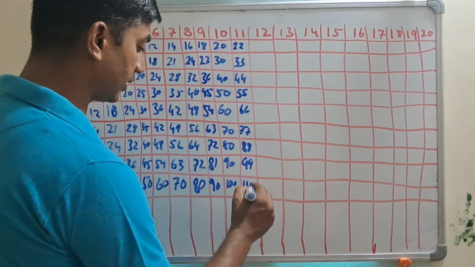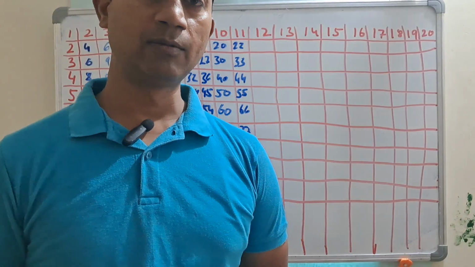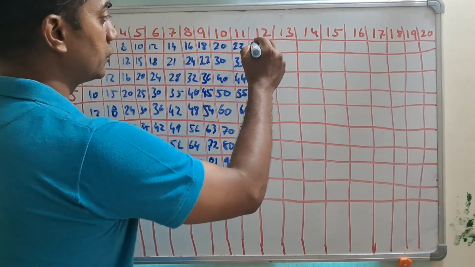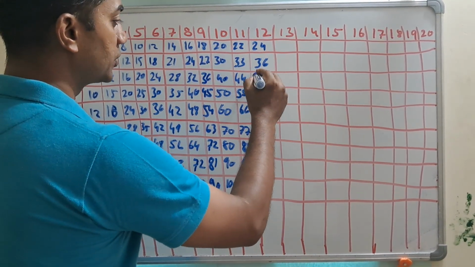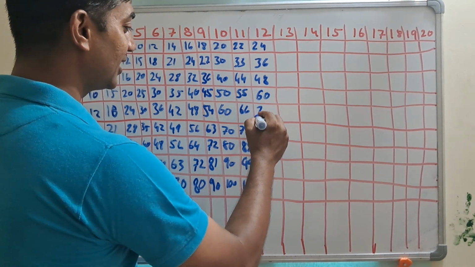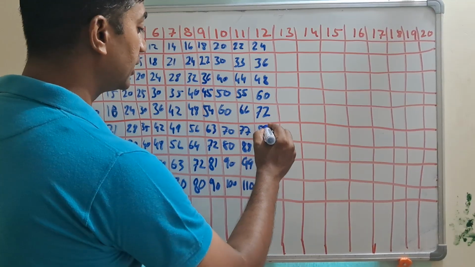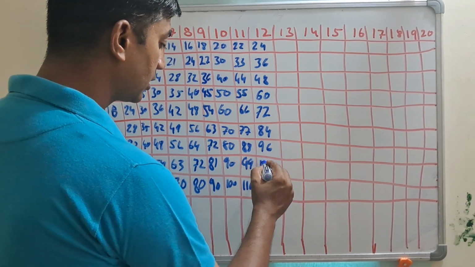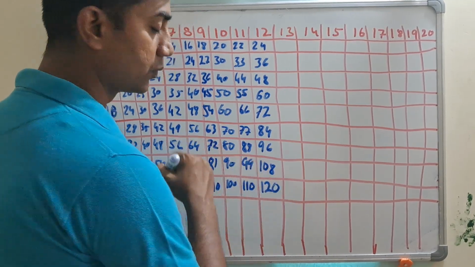Now we will practice for the table 12. Let's practice. 12 1 ja 12, 12 2 ja 24, 12 3 ja 36, 12 4 ja 48, 12 5 ja 60, 12 6 ja 72, 12 7 ja 84, 12 8 ja 96, 12 9 ja 108, 12 10 ja 120.